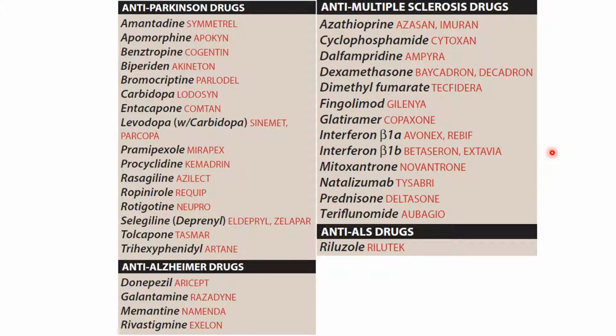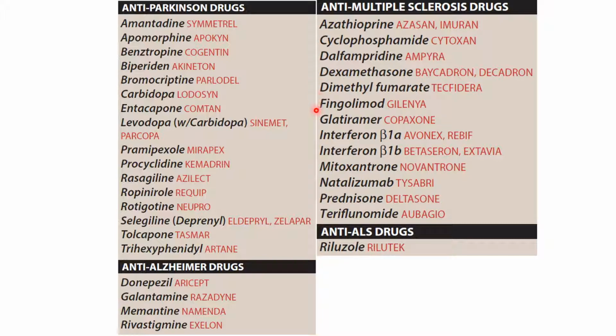The third group includes drugs for treatment of multiple sclerosis and amyotrophic sclerosis. These drugs have different chemical structures and pharmacological groups and include azathioprine, cyclophosphamide, dalfampridine, dexamethasone. Dexamethasone is an anti-inflammatory drug.